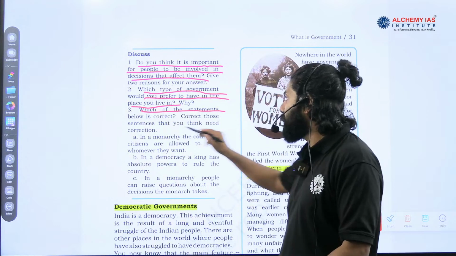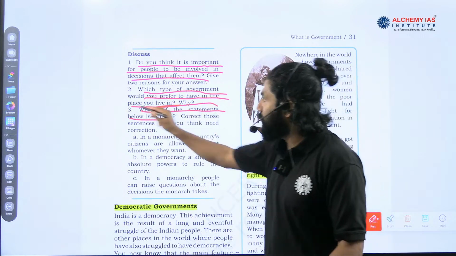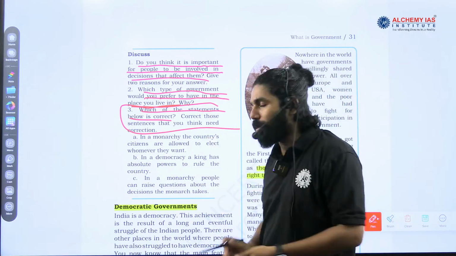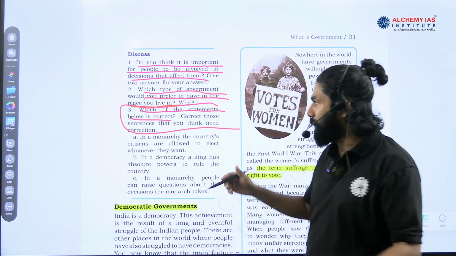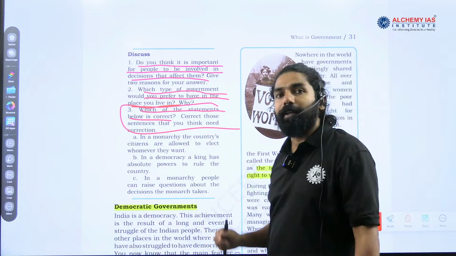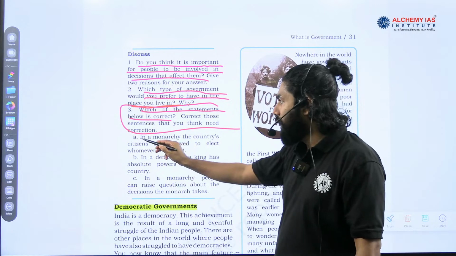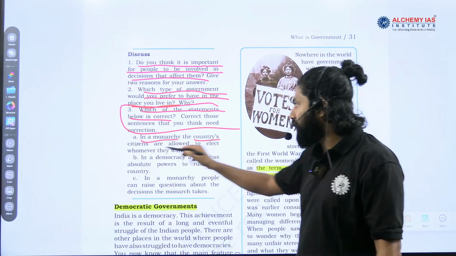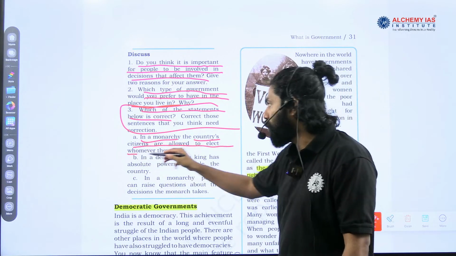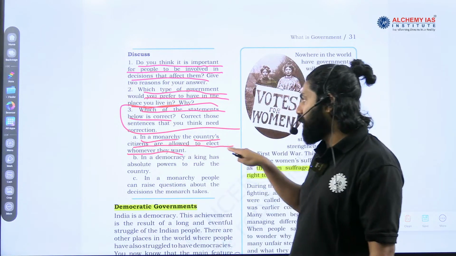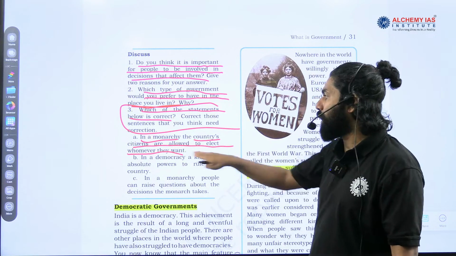Next, some statements are given here. Do you think the statements below are correct? If you feel there is an incorrection, that needs to be corrected, can you say how it can be corrected? So, statement 1 says that in a monarchy, country citizens are allowed to elect whomever they want.